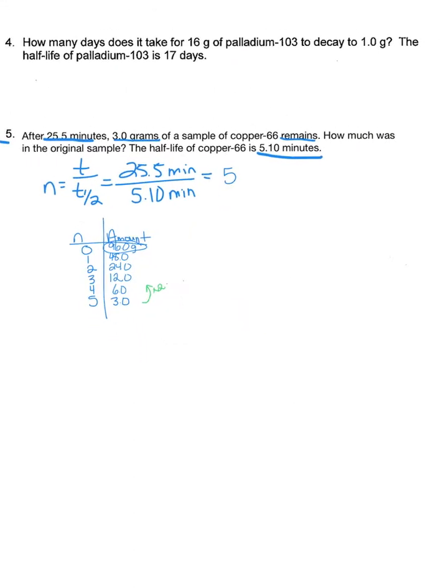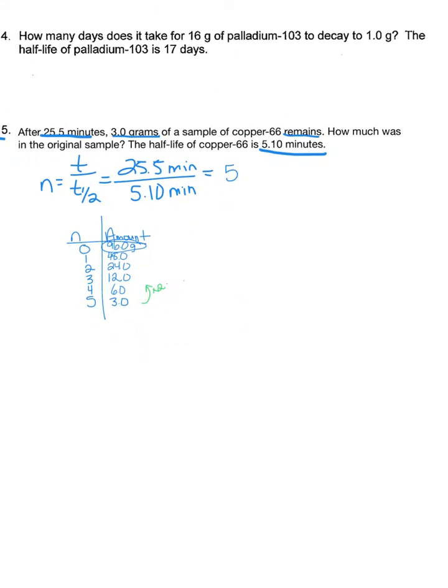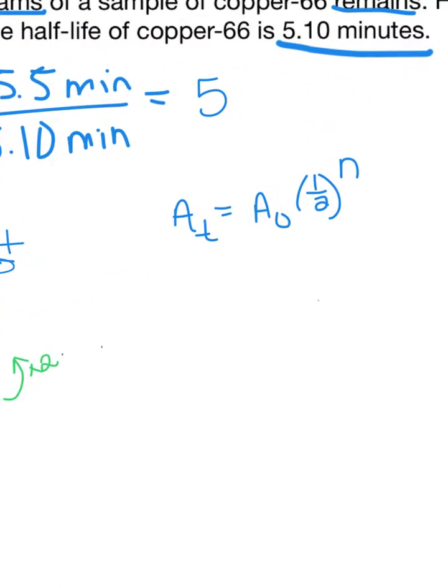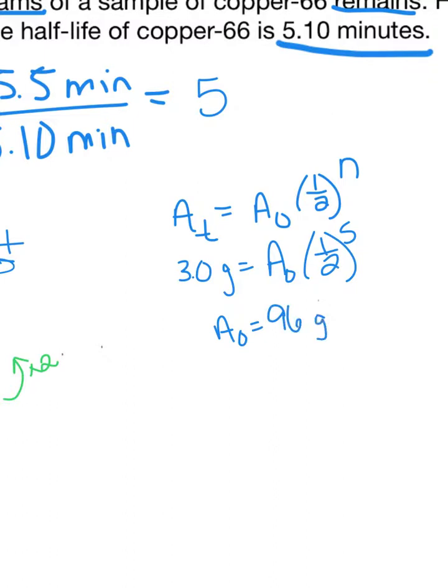Instead of doing it with the chart after I find n, I could have done it by finding A0 in the equation that looks like this, because A0 corresponds to the initial amount. In this case, I would be putting the 3 grams that remains on the left-hand side. I'm solving for A0, and I know 1/2 goes to the 5th. So in my calculator, I'd be doing 3 divided by 1/2 to the 5th power, and I can solve for A0. When I do so, I should get the same answer: 96 grams.